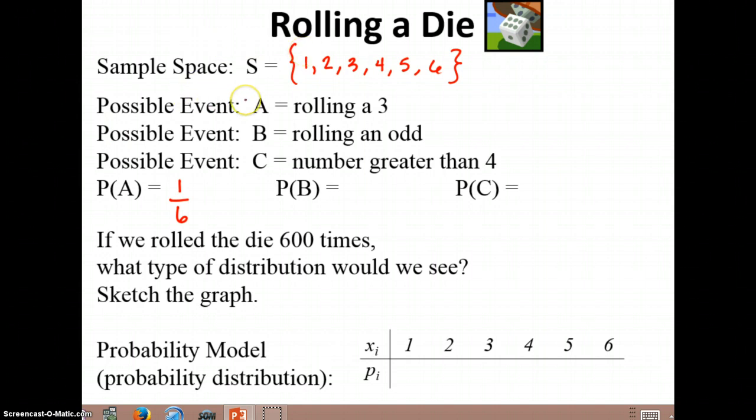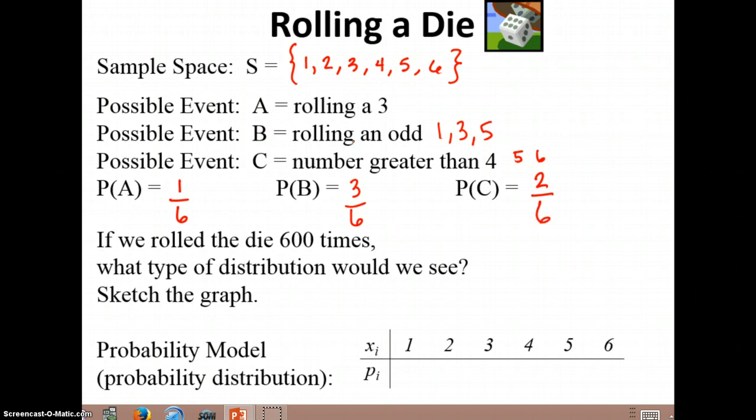B, what is the probability of rolling an odd? Well, that would be rolling a 1, a 3, or a 5. So that would be 3 out of 6, which reduces to 1/2, but we don't worry too much about reducing in probability because 3 out of 6 means more to us. 3 out of 6 means there's 3 ways to get an odd out of 6 total. And then event C is rolling a number greater than 4. That would be rolling a 5 or a 6, so that's 2 out of 6.